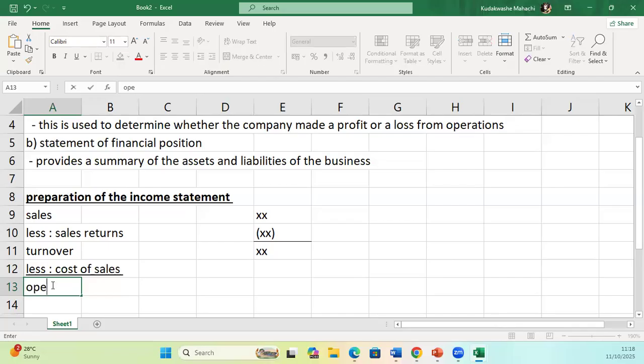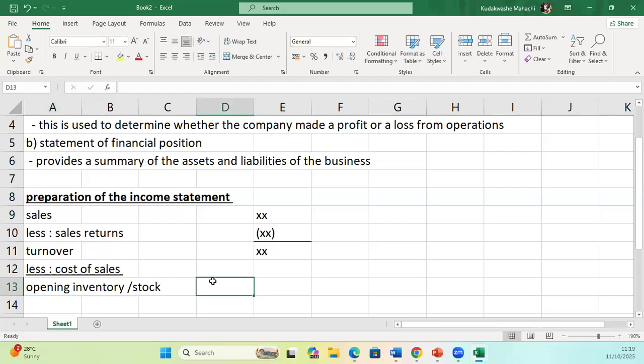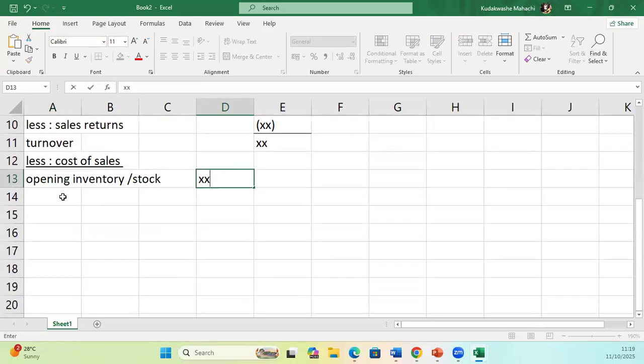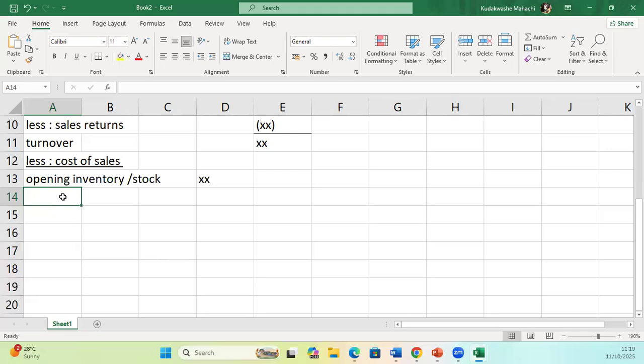So cost of sales. For us to be able to sell, what costs have we incurred? So the cost of sales, you start with the cost of the goods you bought last year and you didn't sell them, which we call the opening inventory or opening stock. So we start with the opening inventory or stock. These are the goods you started with, you have from the last period. So you bought them last period, but you did not manage to sell them. So that's our opening inventory.